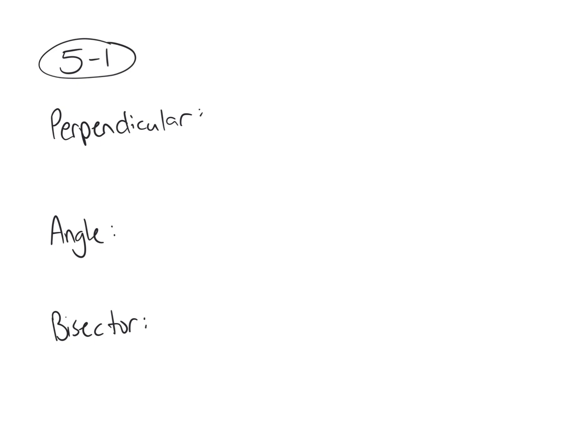Section 5.1, we're going to start talking about perpendicular and angle bisectors. But before we can talk about those, we need to understand what those three individual words mean. Okay? What did you guys come up with for perpendicular? Anyone want to share? What does it mean?